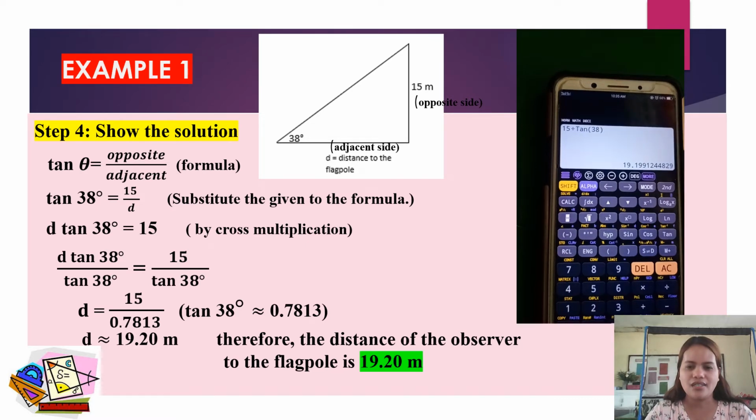Okay, napakinggan ninyo, nakita ninyo on how to use a scientific calculator. So, nung yung mga estudyante na wala ng scientific calculator, you can just divide, since given naman yung tangent 38 which is 0.7813, then substitute on the formula. So 15 divided by 0.7813. Okay, so let us continue.